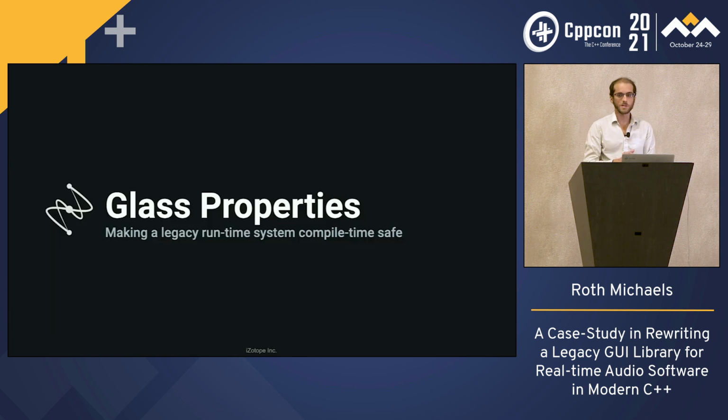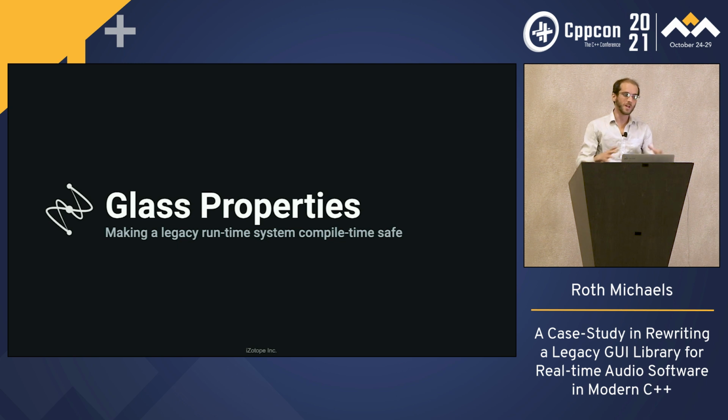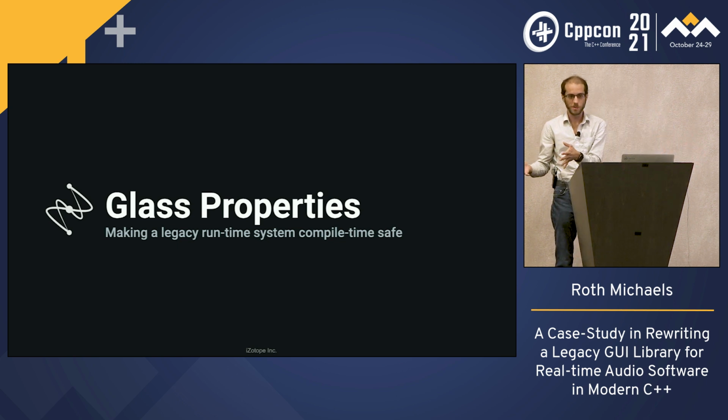So today we're going to talk about just a little piece of our in-house UI framework that we call the GlassProperties system. This is the story of how we made this legacy runtime system compile time safe. There's going to be a bunch of code examples, and I might move through some of them pretty quickly, because the main story here is not to show you a whole bunch of C++, but to tell you the story and journey we went through to diagnose the problems with our old APIs and how we found the solutions for the new APIs.